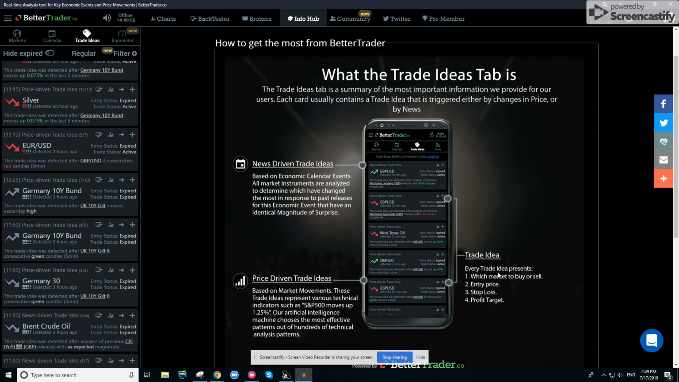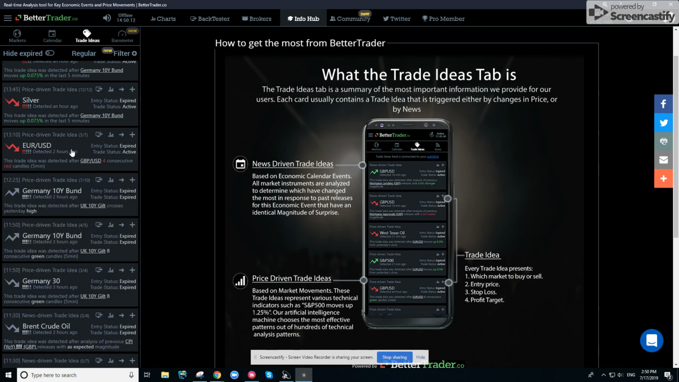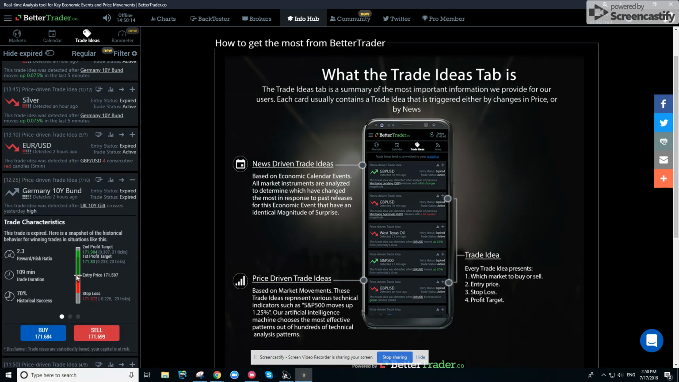Every trade idea presents which market to buy or sell, entry price, stop loss, and profit target. And the trade idea card looks like this. You have your entry price, your first profit target, and your stop loss. You have that for every trade idea. And also you have the trade duration, how long the trade should take, and the success.